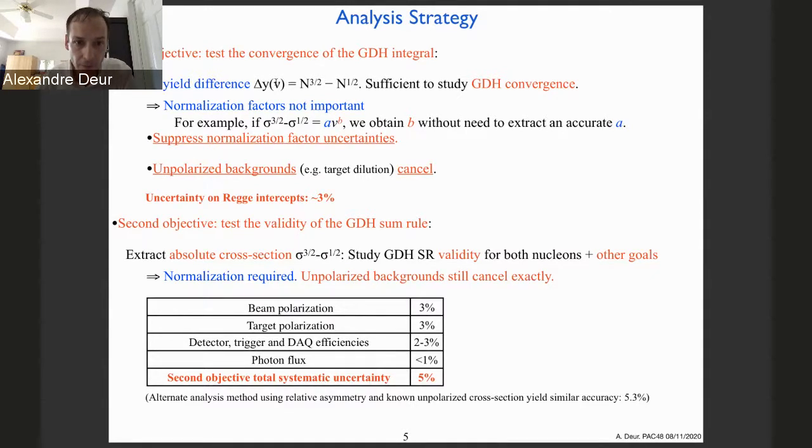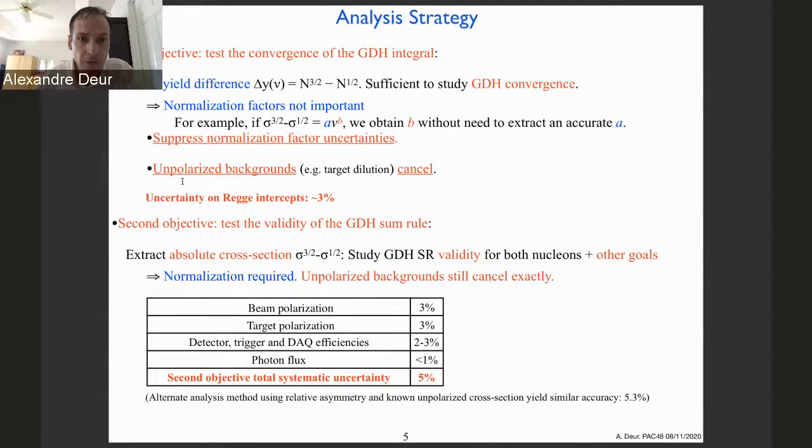There are two great advantages with this observable. The first one is that the normalization factors are not important. For example, if the cross-section difference follows this Regge form, then it's sufficient to obtain B without any need to determine A accurately to test the GDH convergence. So the normalization factors, whose uncertainty typically dominates experiments, are suppressed in this observable. The other great advantage is that the unpolarized background is exactly cancelled in the yield difference. And since there's essentially only unpolarized background for this experiment, we have a background-free observable. So with this consideration, we should be able to extract the Regge intercept at about 3% precision.